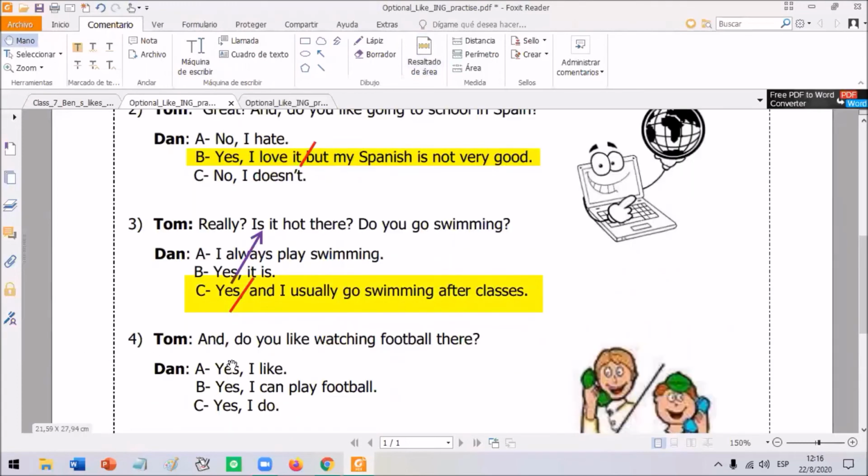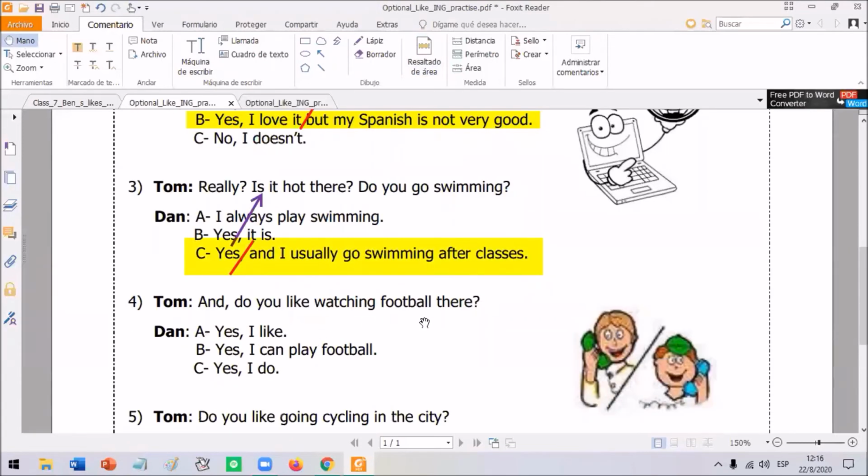Let's go on. Oh, sorry, I forgot to highlight the correct answer. There we go. And do you like watching football there? Yes, I like. Yes, I can play football. Yes, I do. What is the correct option, people? Come on, write it on the chat. Yes, okay, very good. Option C. Yes, I do. Okay. We know that option A is wrong. We should have said, yes, I like it, but no.